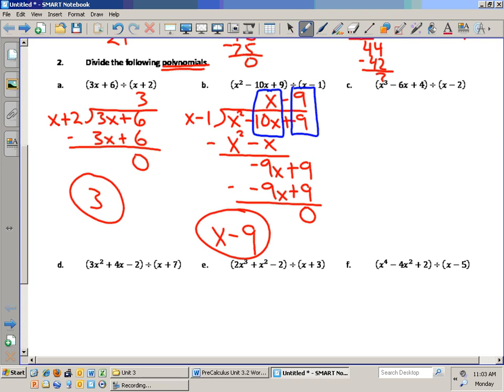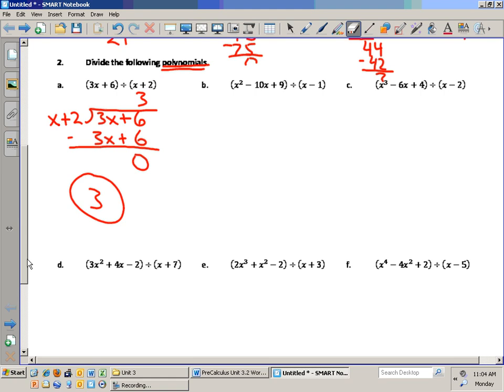Going once, twice, thrice. Okay, we'll try C and D using long division, and then I will show you what is infinitely easier, which is synthetic division.